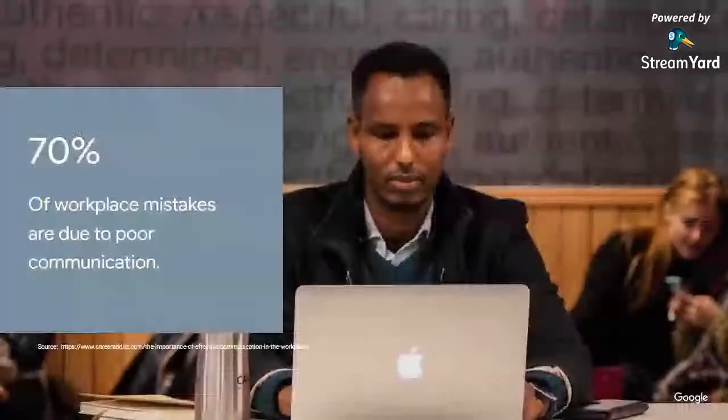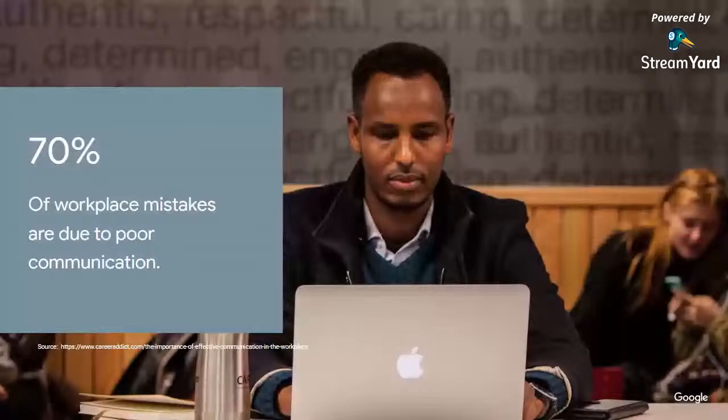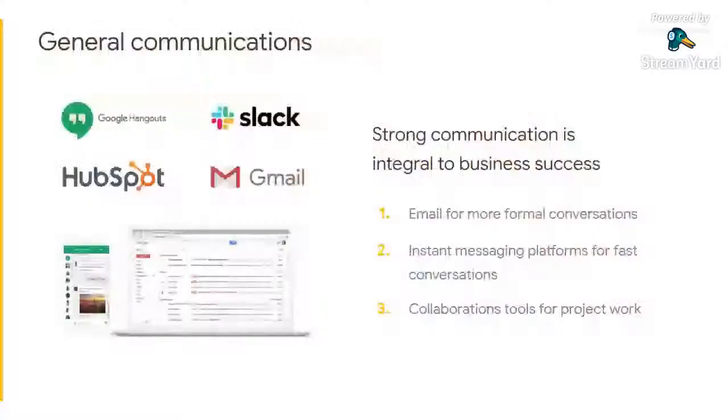Now, 70% of workplace mistakes are due to poor communication. So there's a lack of communication in the workplace, right? In terms of general communication, we've got specific platforms that help us to communicate better. We've got Google Hangouts, Gmail, HubSpot, and Slack. So there has to be a need for strong communication. Strong communication is integral to business success.